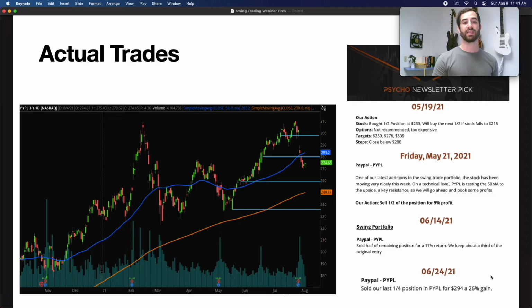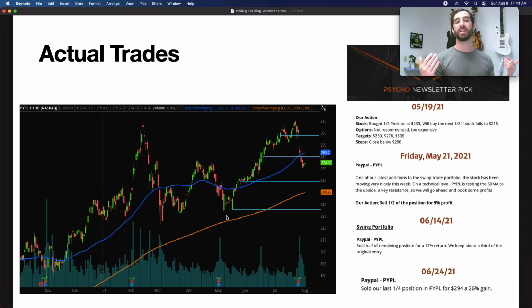And then lastly, on June 24th, about 10 days later, we sold our last 1/4 position for a 26% gain. That's super, super nice. So this trade worked out perfectly, except for the fact that we were in only half position. But since our system contemplates this, we are happy. This was a perfect trade in relation to this particular system.